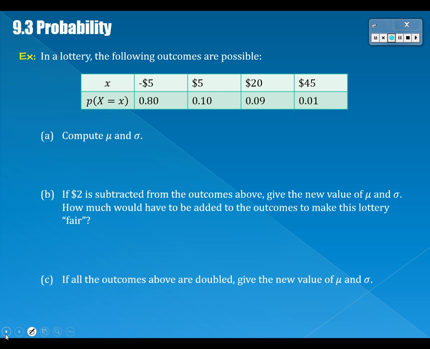All right, in a lottery, let's do this one problem, and then we'll be done. Here we go. Hopefully you guys have felt free to pause this video. In a lottery, the following outcomes are possible: -5, 5, 20, and 45, with those probabilities. Compute mu and sigma. By mu and sigma, we mean the mean and the standard deviation. Are you guys okay with that? Not the variance, but the standard deviation.